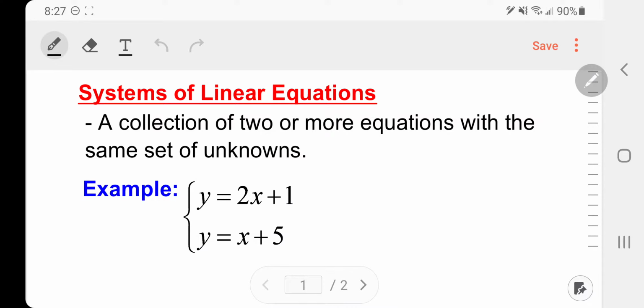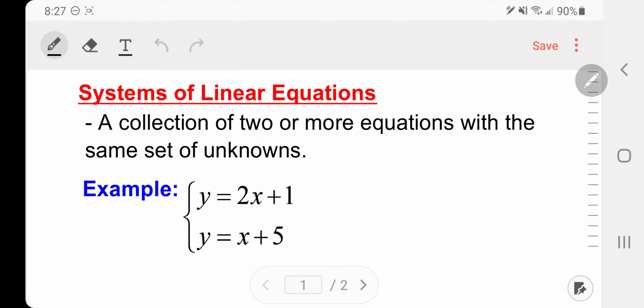Hey everyone. In today's video, we're going to be taking a look at a little introduction into systems of linear equations. Here we see just a general definition, which means that a linear system is a collection of two or more linear equations with the same set of unknowns. So in this set of videos, we're going to be focusing on two equations with two unknowns.